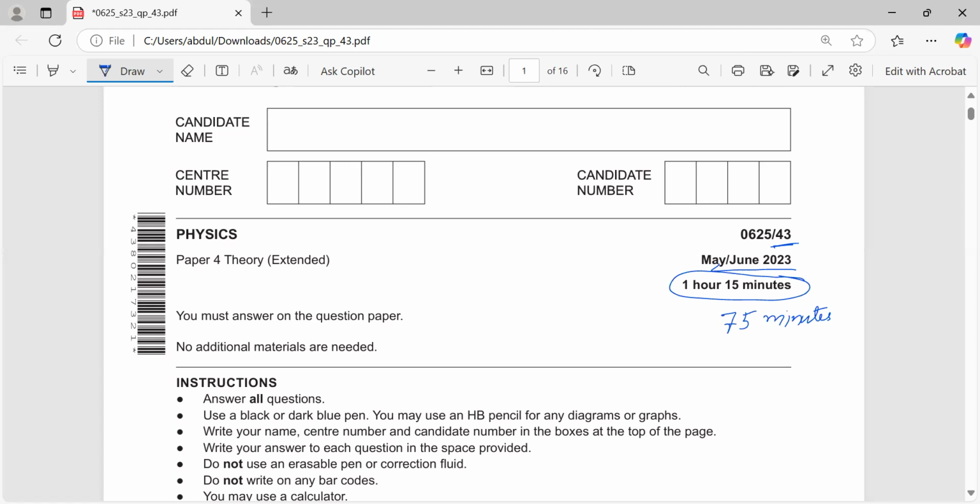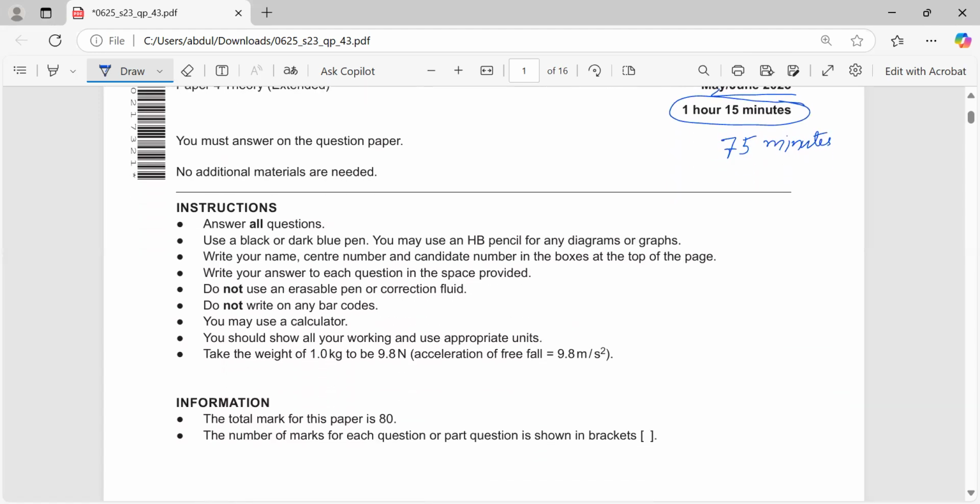But now see how many marks: marks are 80. It means we are not supposed to solve our paper only accurately. We are also required to solve it quickly. So fast and accurate is the requirement for this Cambridge paper for IGCSE O levels.